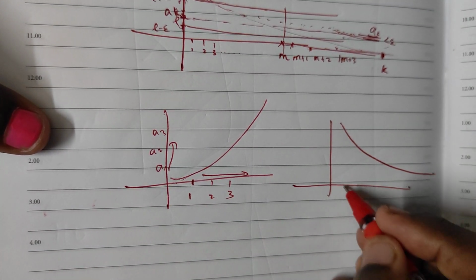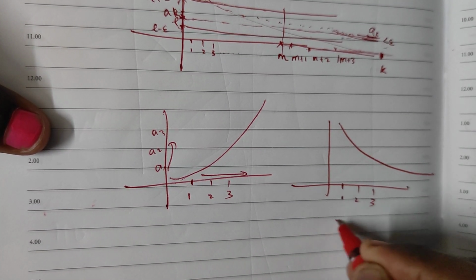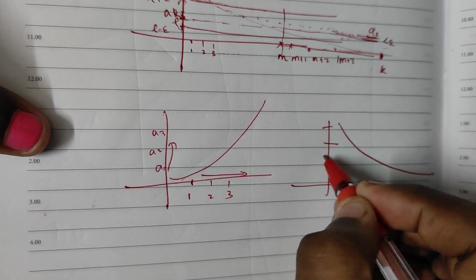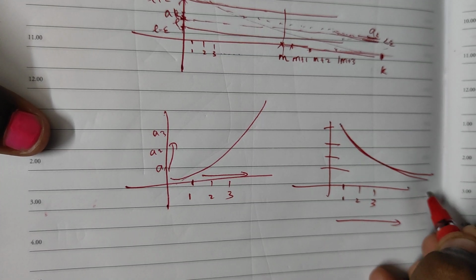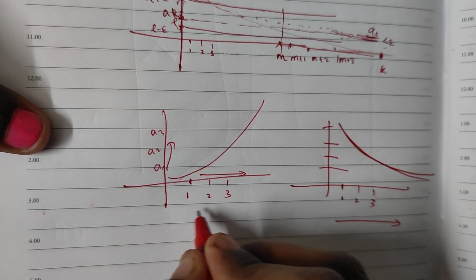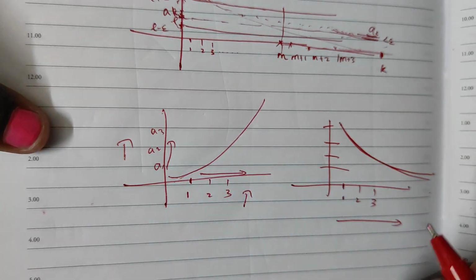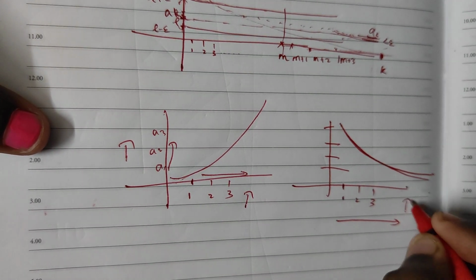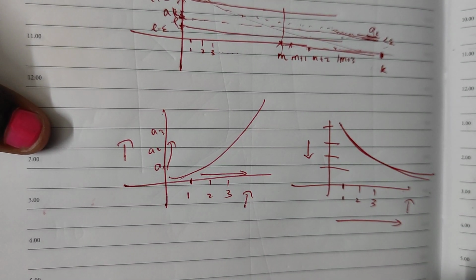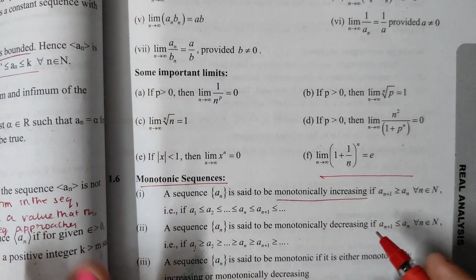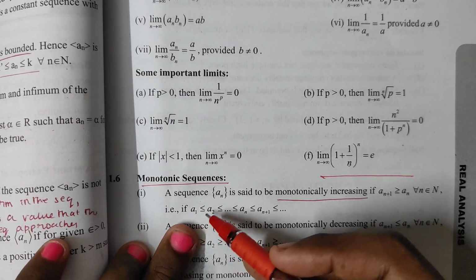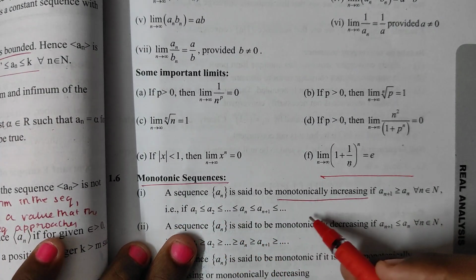Monotonic decreasing means, suppose this number increases but this number decreases, right? The function is decreasing for this increasing. Here this is increasing and this is also increasing. But here, when this is increasing, this is decreasing. Understood? That is what monotonically decreasing is, and this is monotonically increasing. Okay, that is the condition: a1 is less than or equal to a2, and it is increasing.